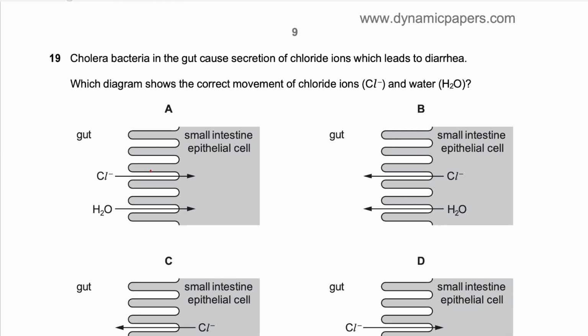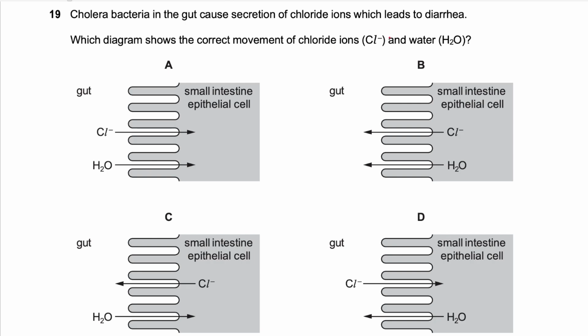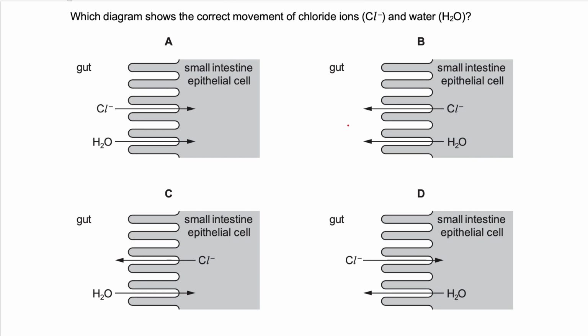Moving to question 19. Cholera bacteria in the gut cause secretion of chloride ions, which leads to diarrhea. Which diagram shows the correct movement of chloride ions, Cl-, and water, H2O? Let's see. Starting with option A, we can see that the direction of chloride ions is from outside to inside, which is wrong because the bacteria is inside and the high concentration will be inside. So the direction of chloride ions is wrong. Even the water direction is wrong.